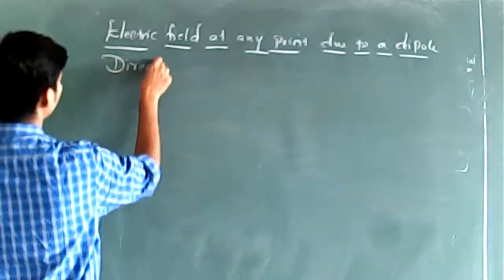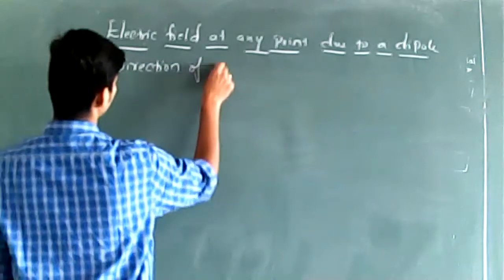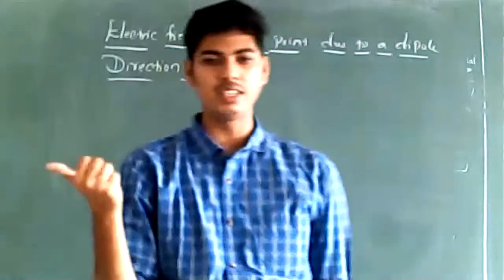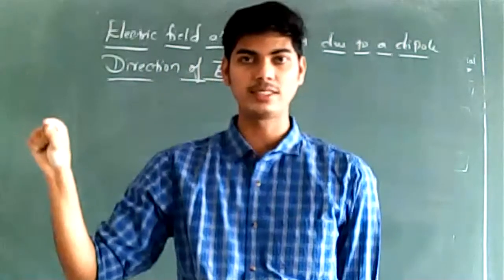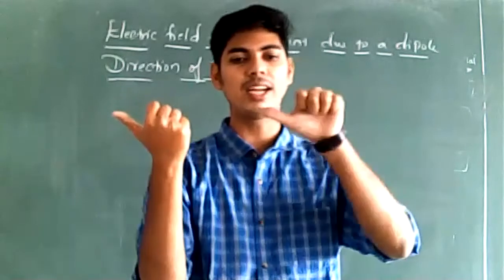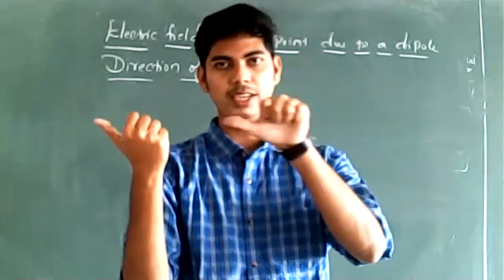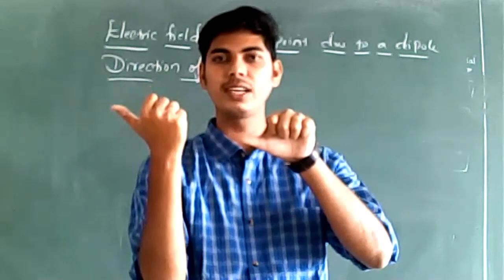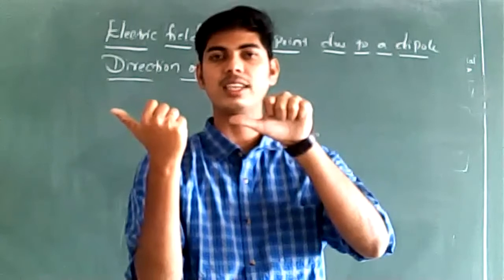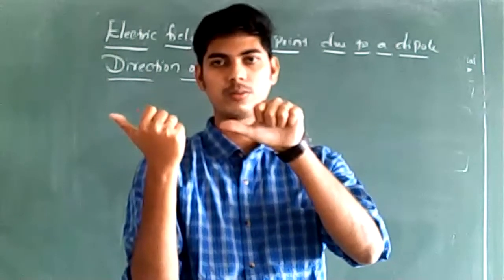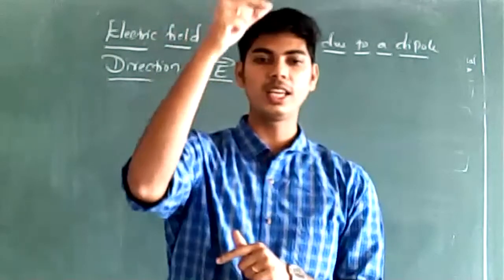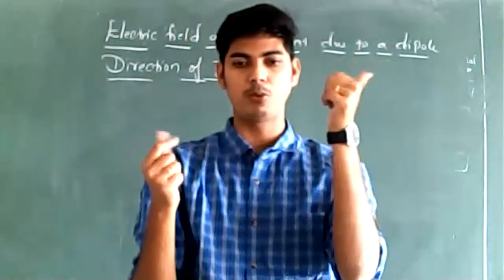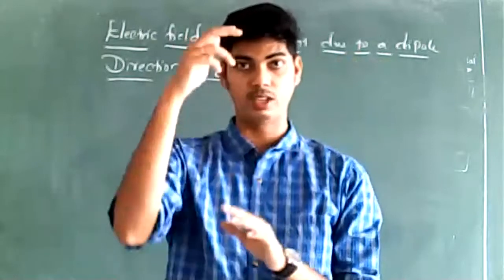Next, the direction of electric field. See, if the point is on the axial line, the electric field will be in the direction of the dipole moment. Whichever direction the dipole moment is in, the electric field is in the same direction. Or we can say the electric field at a point on the axial line and the electric dipole moment are parallel to each other. If the point is on the equatorial line, the electric field and the electric dipole moment are anti-parallel. The angle between them is 180 degrees.